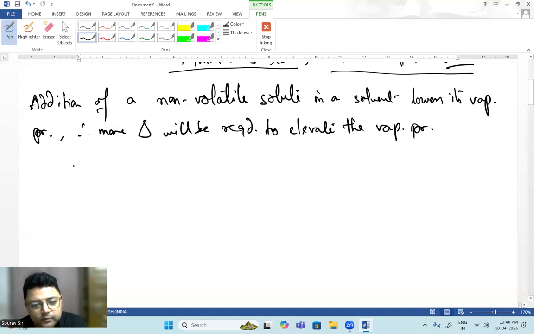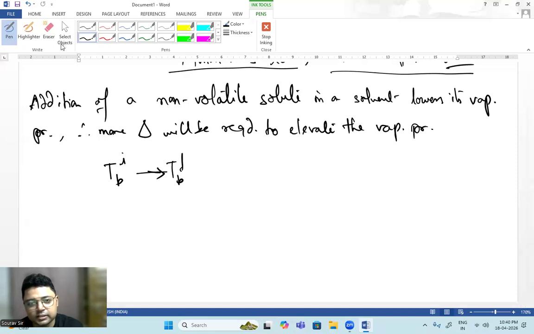Now initially the boiling point will be TB0, let TB naught, and the final be TBF. Or you can say TBI and TBF, initial and final. This is initial and this is final. So it is changing to this.